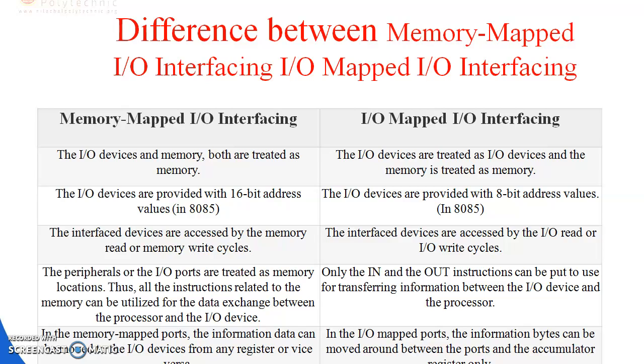In memory mapped I/O interfacing, with a memory mapped port, the data can be moved between the I/O devices and any register, and vice versa. But in I/O mapped port, the information can be moved only between the port and the accumulator.